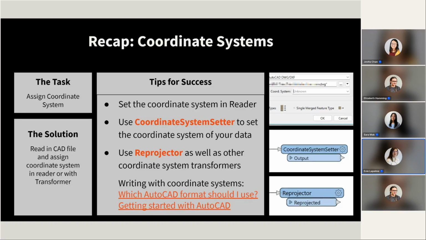The difference between the coordinate system setter and the reprojector is that the coordinate system setter sets the coordinate system that already exists. Meanwhile, the reprojector reprojects into a new coordinate system. So you would have to have a coordinate system already set. So like from a local to a projected coordinate system and of the like.